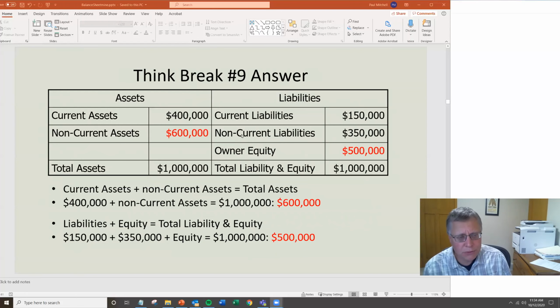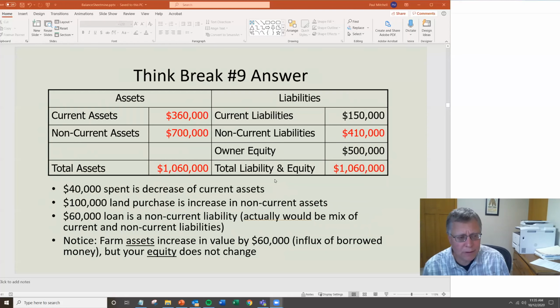So the first one is pretty straightforward. How to make the balance sheet balance. I just put the numbers in red, but $400,000, $1 million of total assets. You have $400,000 in current. Well, this has to be $600,000 because this column has to add up to $1 million. Same thing over here. The column has to add up to $1 million because both halves of the balance sheet balance. So you've got $150,000 plus $350,000 is $500,000 of liabilities. Well, then the equity has to be $500,000 so that the whole column adds up to $1 million. So that's pretty straightforward. Now let's look at that $40,000 purchase.